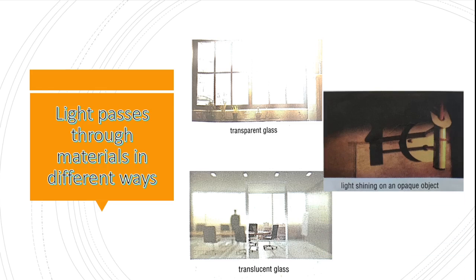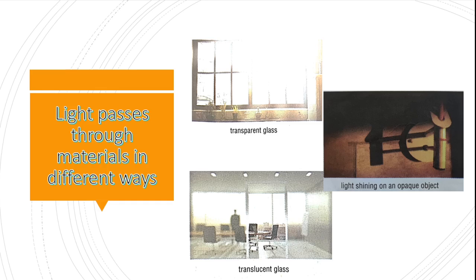Lastly, we have the material opaque. What is opaque? Opaque materials do not allow light to pass through. Opaque objects block the path of light and in turn form a shadow. Examples of objects made of opaque materials are notebooks, plates, and walls.